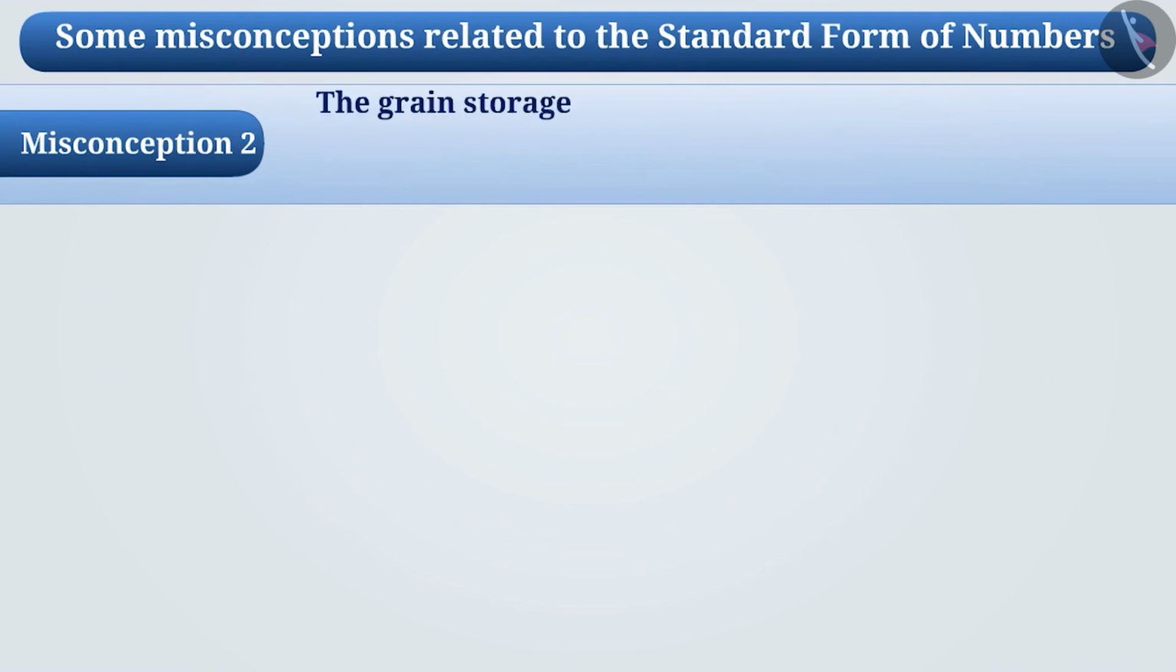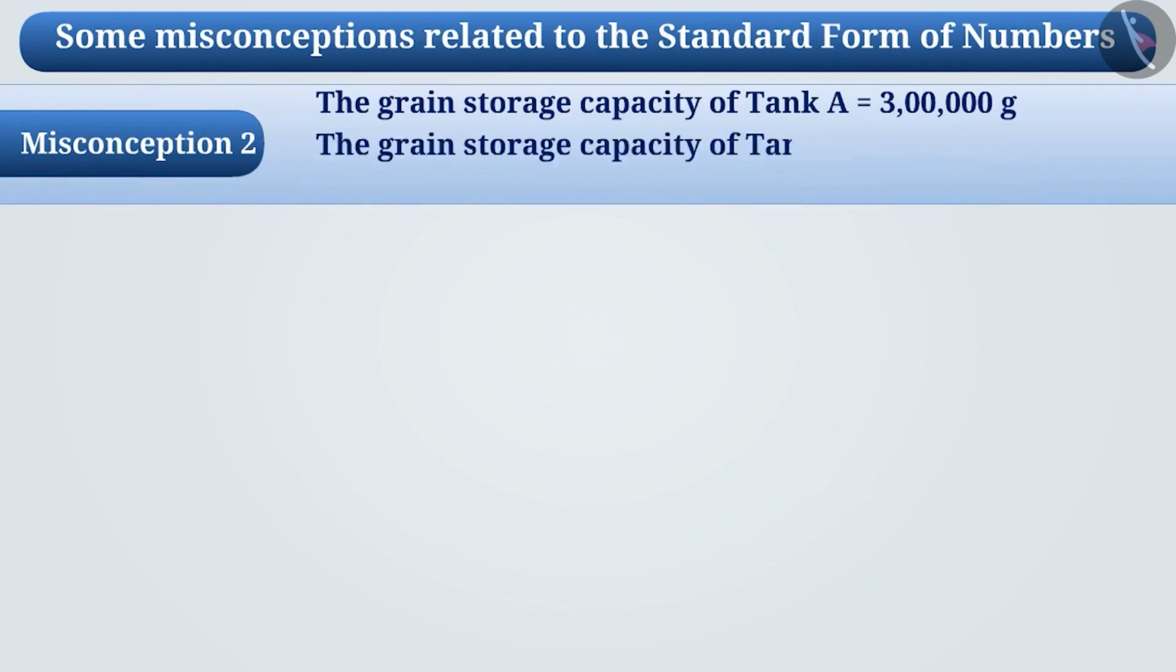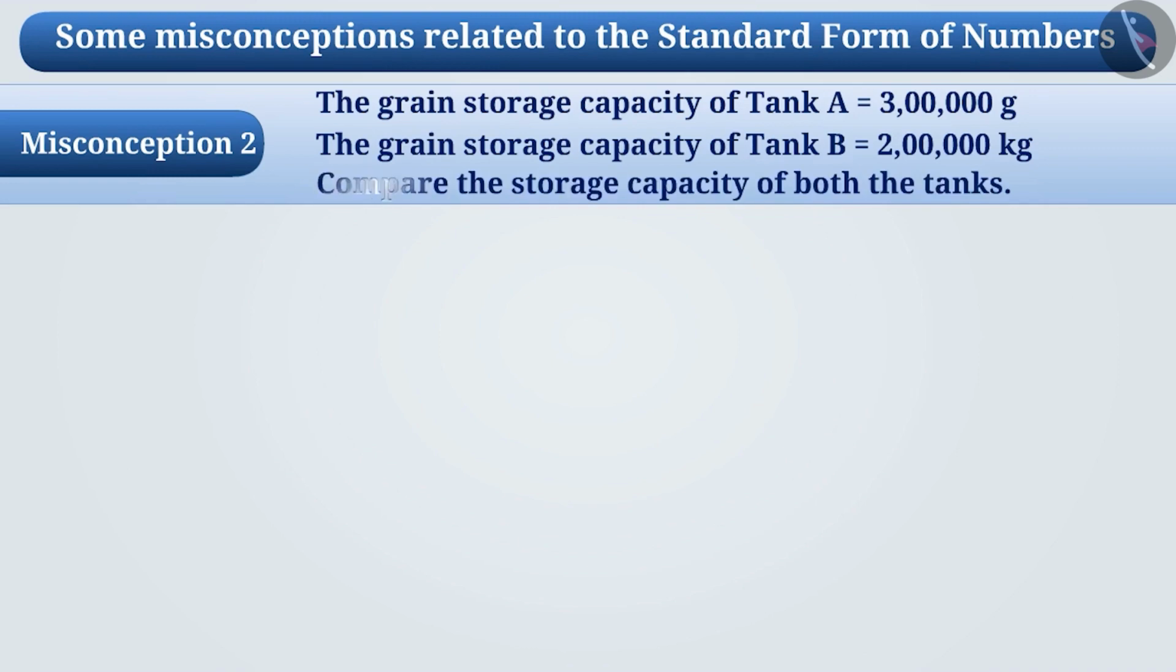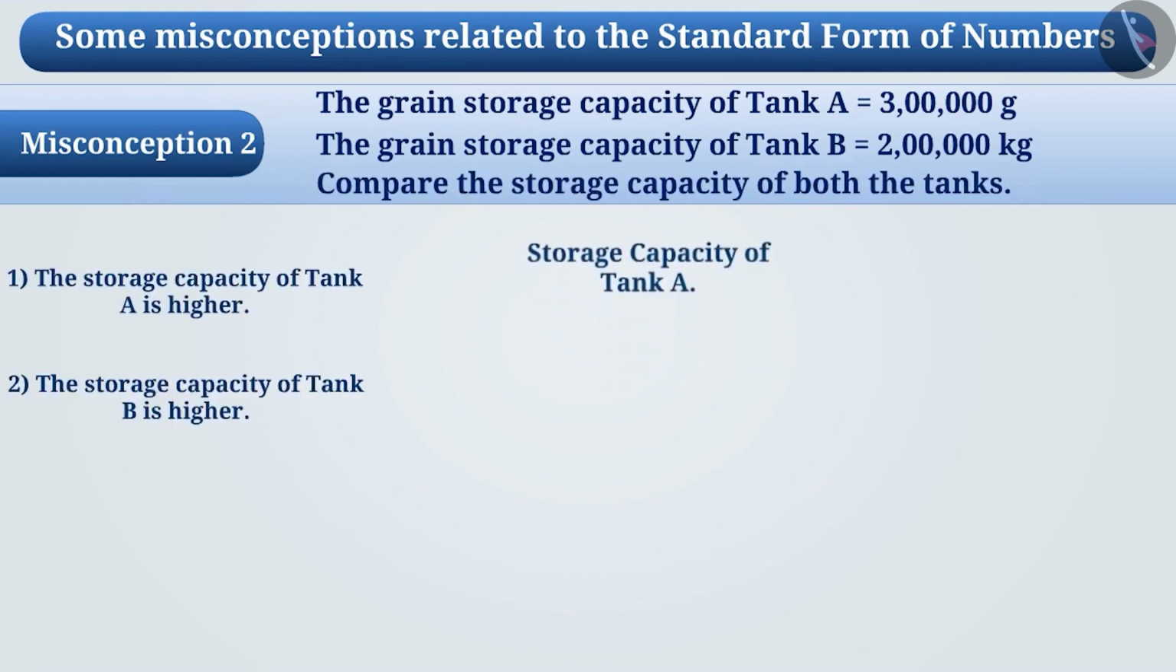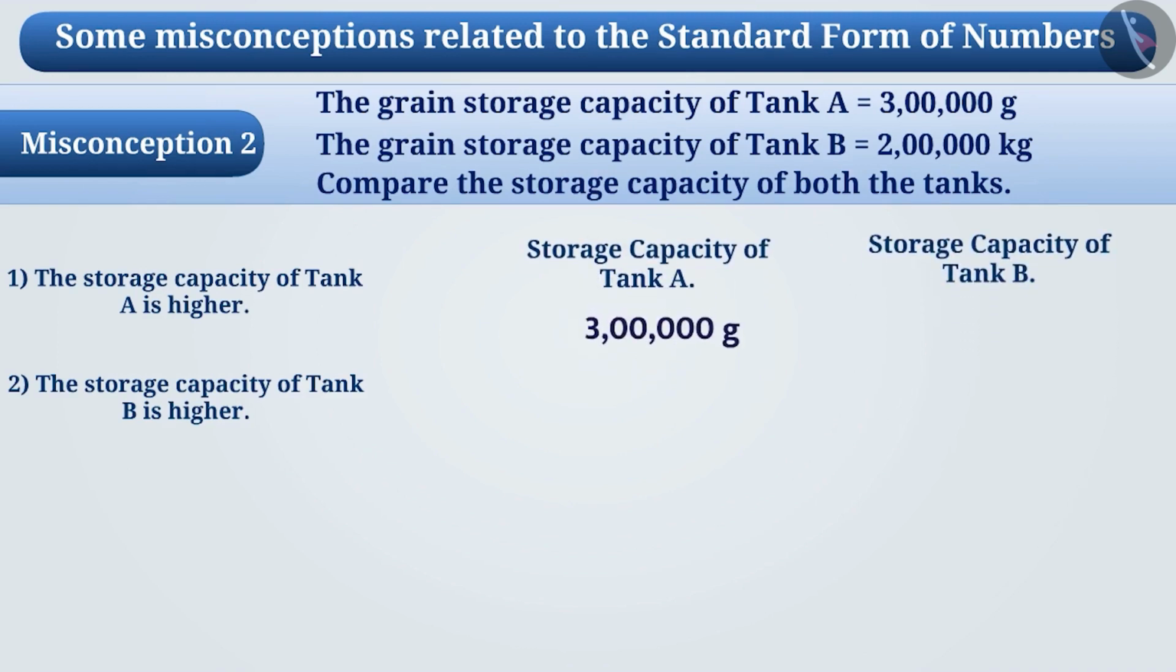Misconception 2. The grain storage capacity of tank A is 3 lakh gram and the grain storage capacity of tank B is 2 lakh kg. Compare the storage capacity of both the tanks. Here, the storage capacity of tank A is 3 lakh gram and the storage capacity of tank B is 2 lakh kilogram. The storage capacity of both the tanks is to be compared.